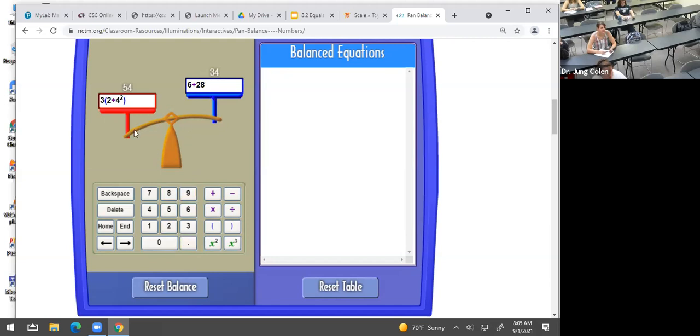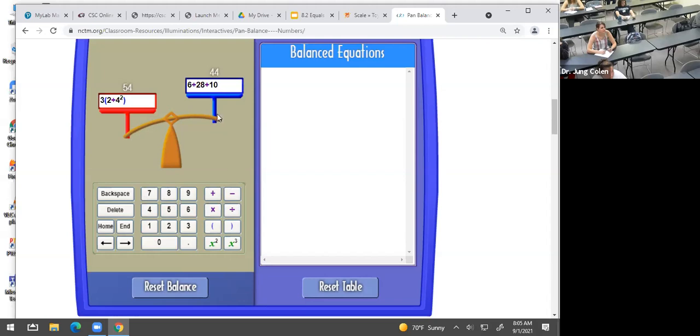And it's still not balancing, right? That means it's not equal. Which one's greater? The left-hand side is greater, right? So we need to do something more. What should I do? Do you want to add, subtract, multiply, or divide? Plus 10. So we are adding 10 more, and let's see what happens.